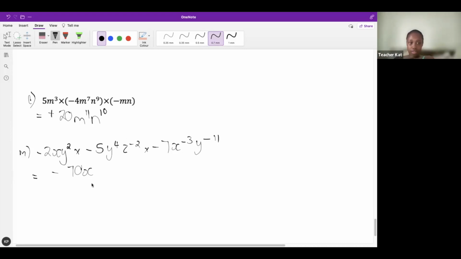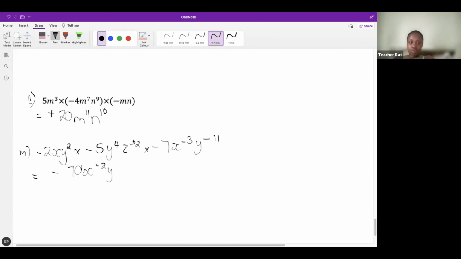X to the power of negative 2. Beautiful. Y to the power of... y to the power of what? I have a negative 11, a negative 12, a negative 5, negative 13.